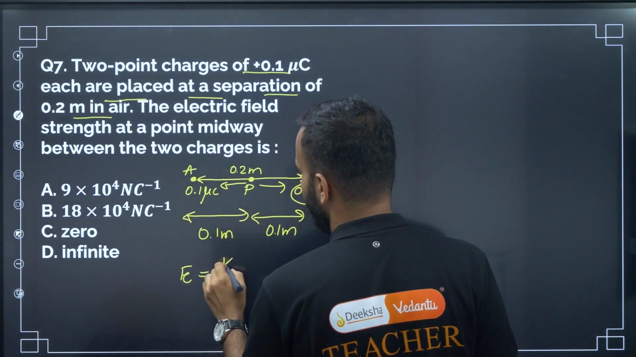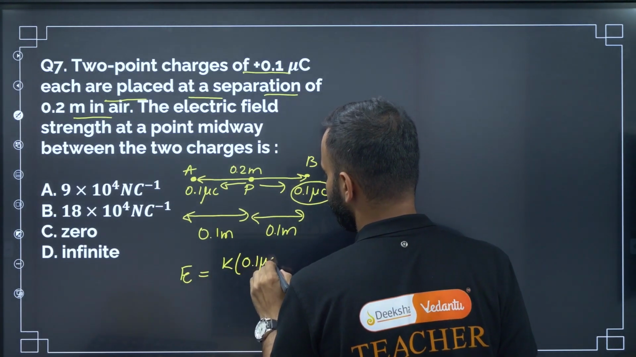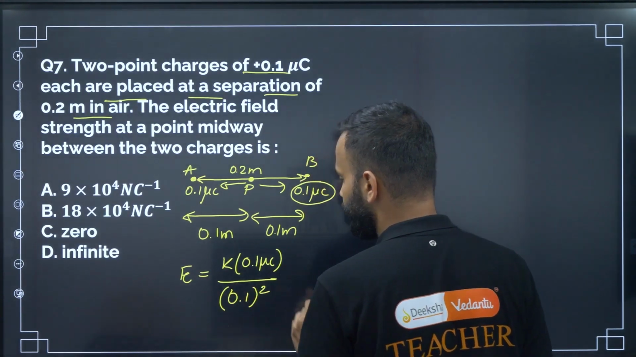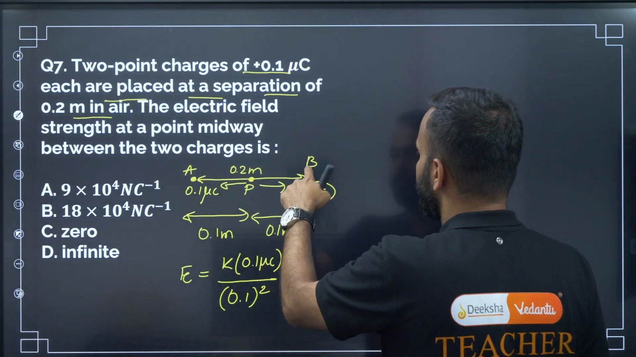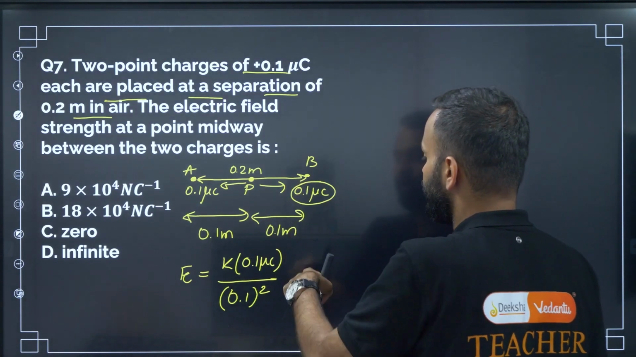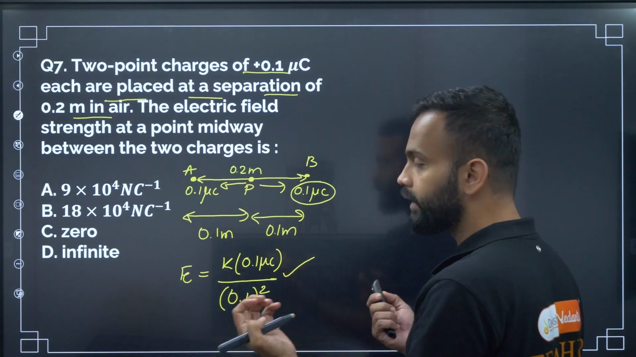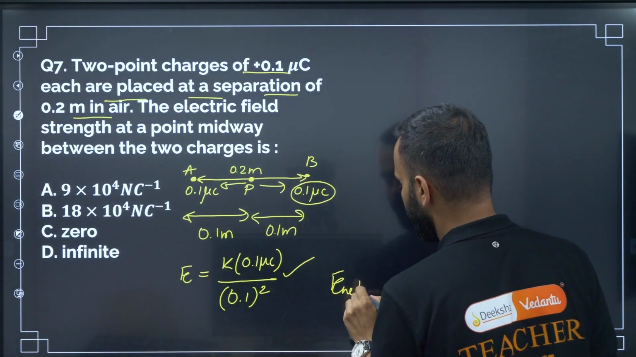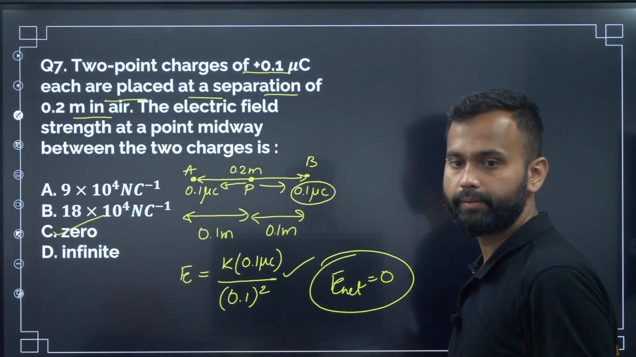E is equal to K into charge Q, that is 0.1 microcoulomb, divided by distance squared, 0.1 squared, right? So at point P, the electric field due to the charge at B is also the same, right? Both are in opposite directions. So the electric fields cancel each other, and the net electric field at point P is equal to 0. So the correct option is C.